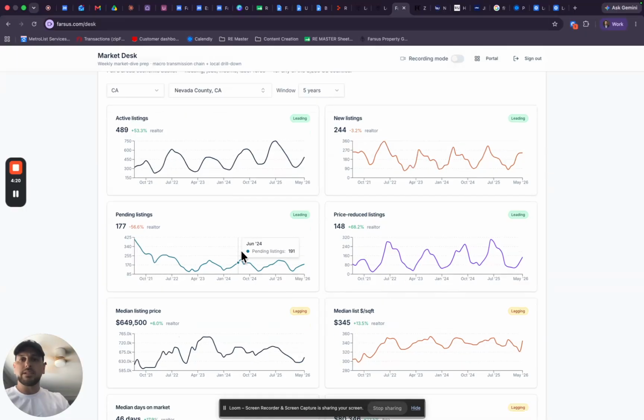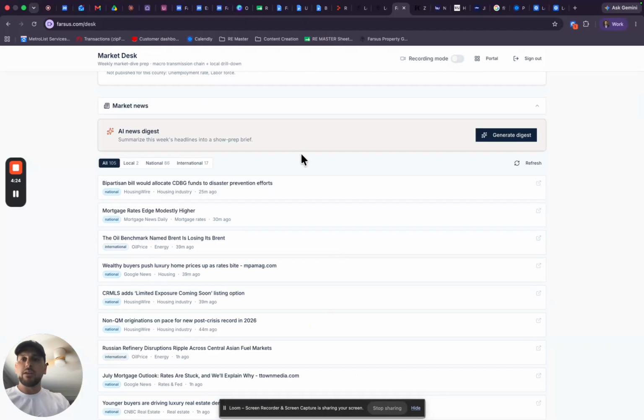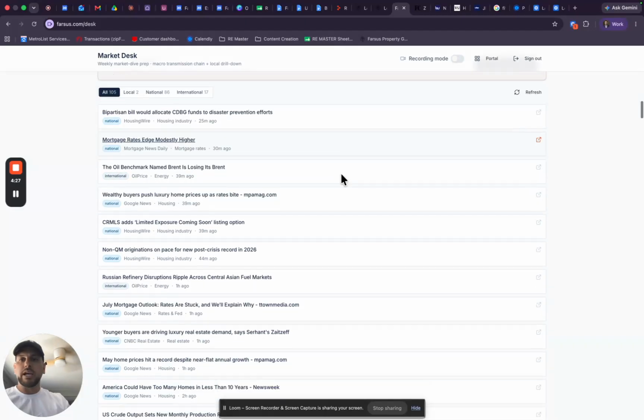So then we have the news digest. This is another feature that is pulling every day. It updates. In fact, this one was 25 minutes ago, so I guess every hour it's pulling new headlines in from all around the internet that have to do with the housing market.